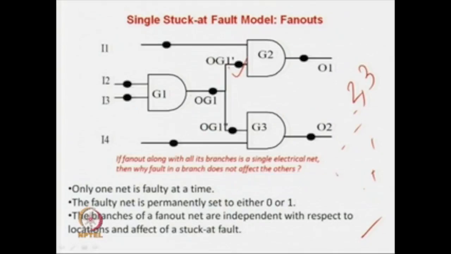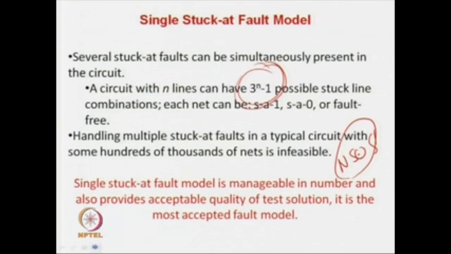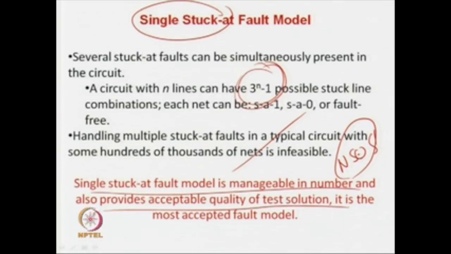So if there are n nets and I consider one fault at a time, how many faults are there? It is actually 2n. If I consider all combinations, that is this line, this line, this line, and so forth, then it is 3 to the power n minus 1. But if I consider that only one fault can happen at a time, individually, then it is only 2n. And statistically it has been found that handling multiple faults is infeasible with a huge number of nets, but the single stuck-at fault is manageable in number, and it also provides acceptable test quality.